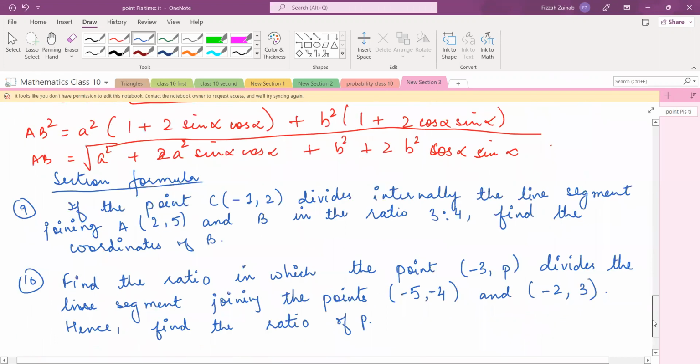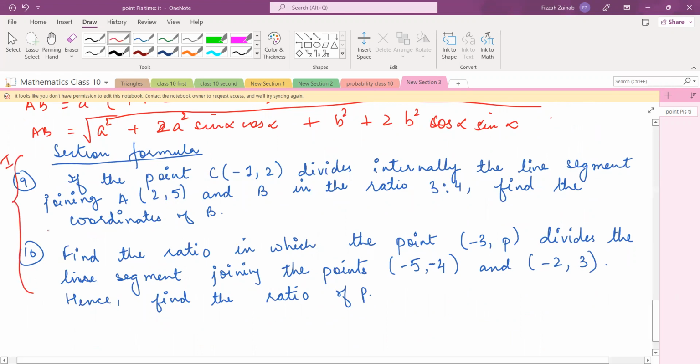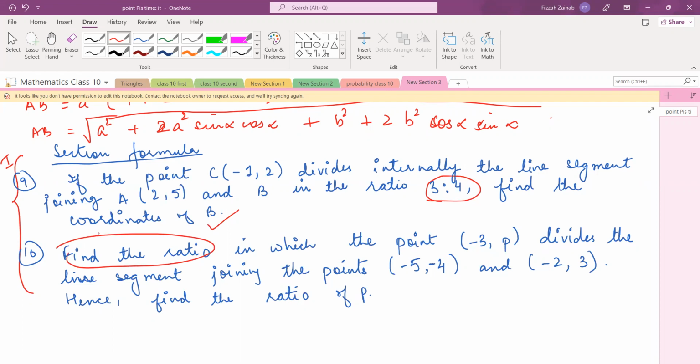Okay, so now this is section formula. Basically this is the first type of question you will get from section formula, which is direct application. Like in one, the ratio is already given, right? And you have to find the coordinates of the point which is lying internally. And in the second type, you have to find the ratio. The coordinates are already given. So they both fall in the first type of question on section formula.